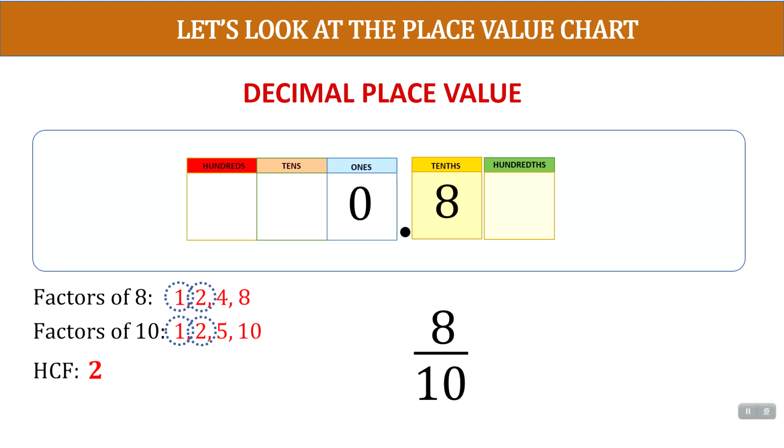Now instead of writing the division sign, often as we climb higher in mathematics, we divide them, but we use a different method of crossing out the number and replacing it with another number. So 8 divided by 2 is 4. 10 divided by 2 is 5. We call this reducing. And so our answer now is 4 over 5. The decimal 0.8 is equal to 4 over 5 as a fraction in lowest terms.